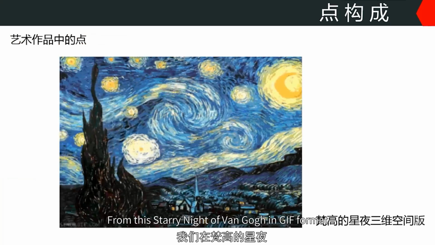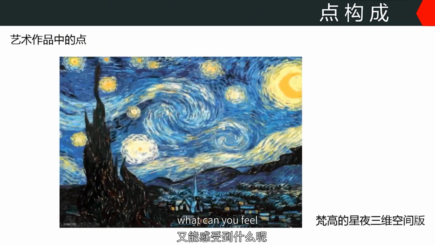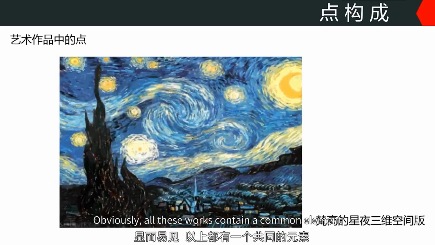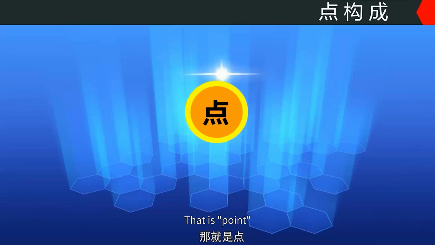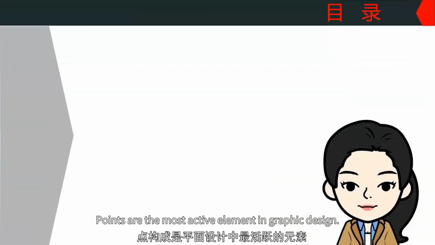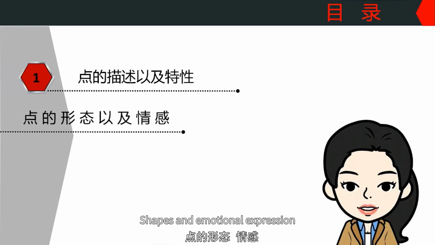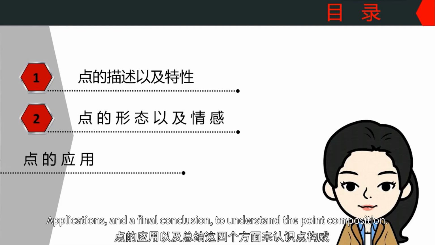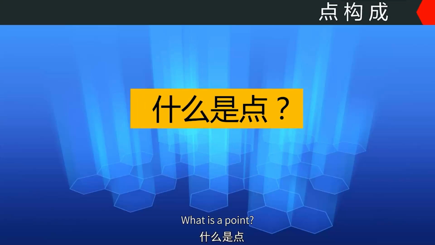From this Starry Night of Van Gogh in GIF format, what can you feel? Obviously, all these works contain a common element. That is point. Points are the most active element in graphic design. Now we will learn its definition and attributes, shapes and emotional expression, applications, and the final conclusion to understand the point composition. What is a point?